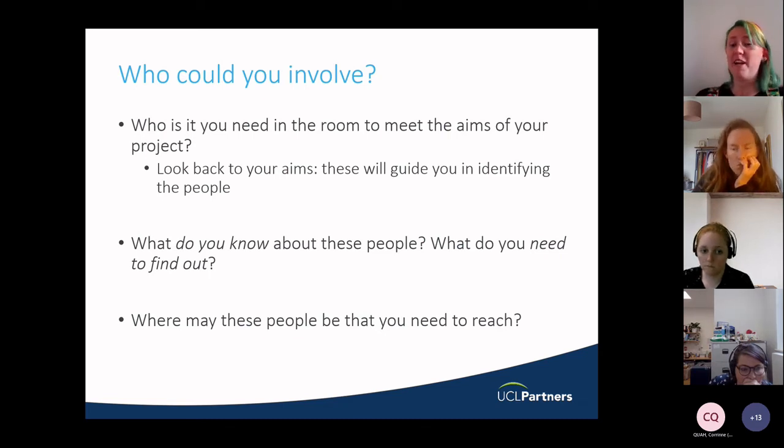So just to reiterate that point, I've got it on a slide. As I said, who you need to have in the room, go back to your aims. That will actually tell you who it is that needs to be in the room. When you've got that definition of who you need to work with, who needs to be your contributors, think about what you actually know about these people already.